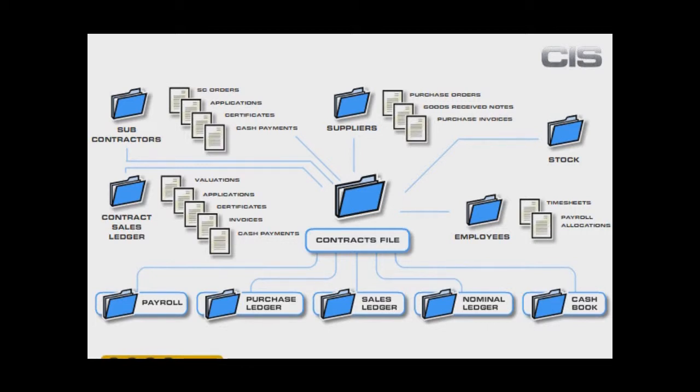In essence, Pegasus CIS is a comprehensive contract costing system designed to handle all of the revenue and all of the cost transactions associated with a contract. It has been designed with a contractor in mind.